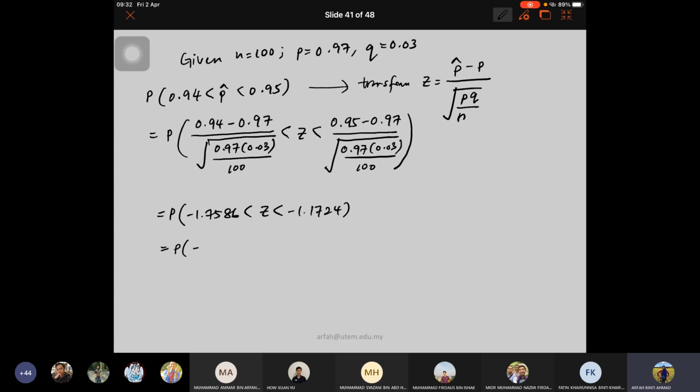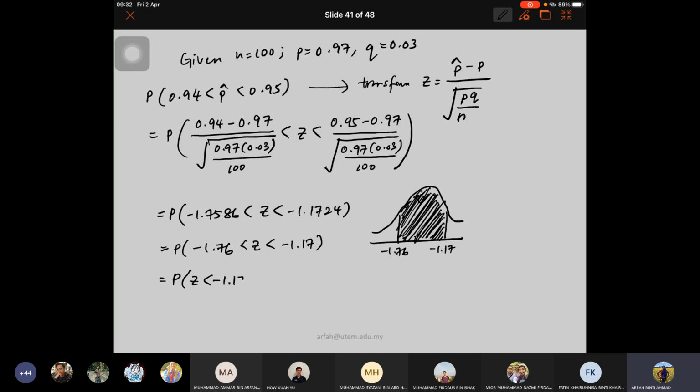So yang ini boleh bundarkan negatif 1.76 dan juga negatif 1.17, sebab dekat dalam table awak tu dia bagi dua titik perpuluhan je. Okay. So for this case you can bundarkan and find the probability in here. So sama dengan probability of Z less than negative 1.17 tolak probability of Z less than negative 1.76.